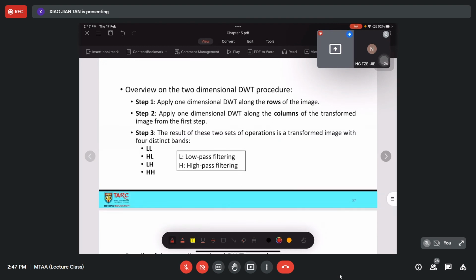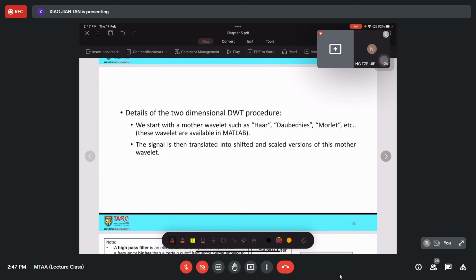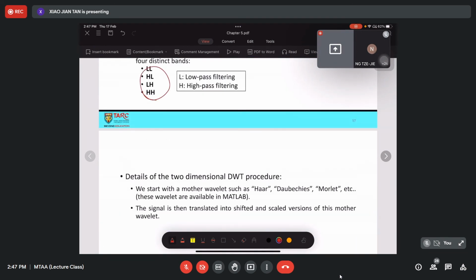So the overview of the two-dimensional DWT process would be steps 1, 2, and 3. Apply a one-dimensional DWT along the rows, and then apply a one-dimensional DWT along the columns. The result of these two sets of operations is a transformed image with 4 distinct bands: LL, HL, LH, and HH. L is low-pass filtering, and H is high-pass filtering. Basically, again, because an image is two-dimensional, you are applying it in the X direction and then followed by the Y direction, that's all. I will explain this in the next few slides.